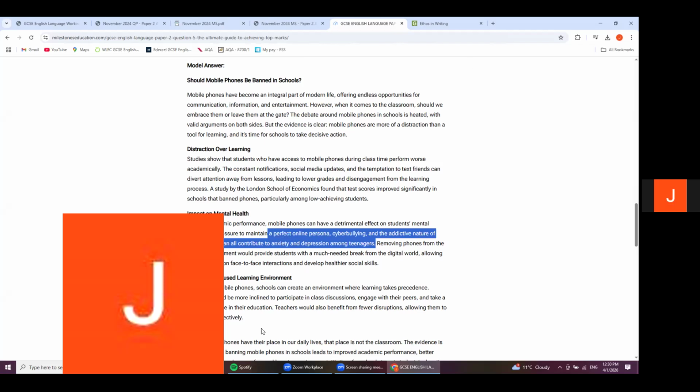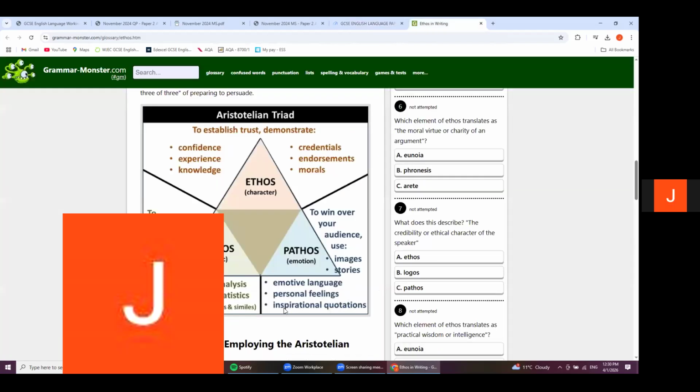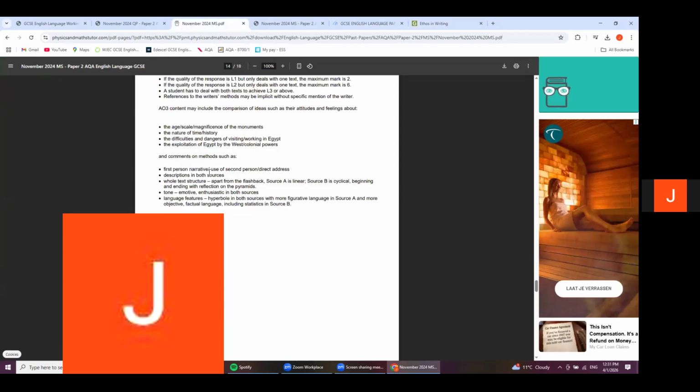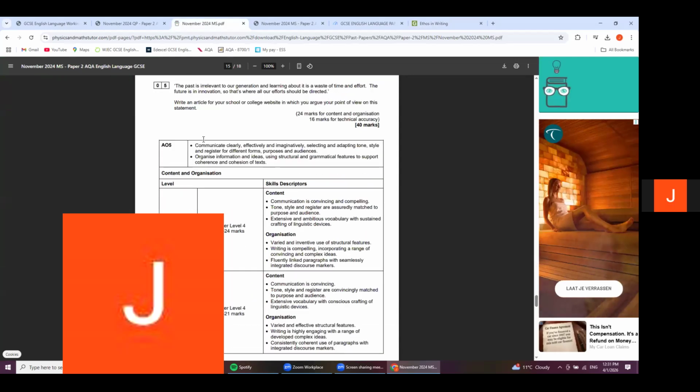Coming back to the Aristotelian triad: personal feelings, emotion, stories, isn't it? But it's also quite inspirational. It's like, yeah, I relate to this. So we're always looking, as examiners, for this top level. What I will do is I will just show you an example here of the top level.